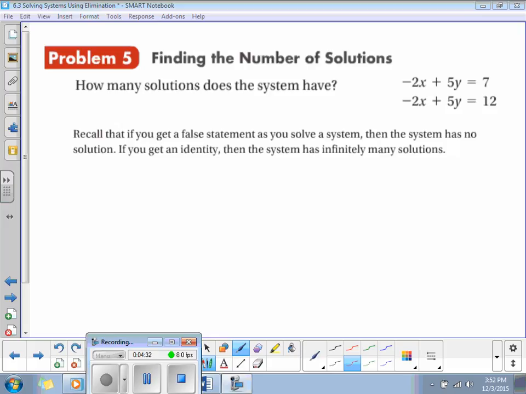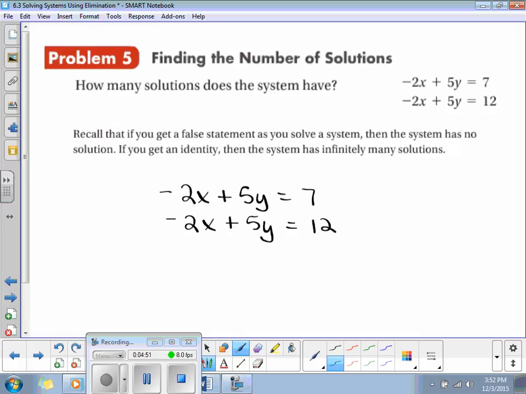So, when we're looking at this problem, we've got a negative 2x plus 5y is equal to 7. And we've got a negative 2x plus 5y is equal to 12. So we're going to subtract, because we have the same for the x's and the y's, right? Now, remember, when you subtract, it's leave it, change it, you're going to add the opposite, right? Okay. So we're going to leave it, change it.